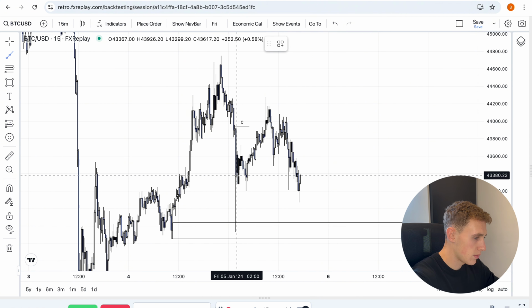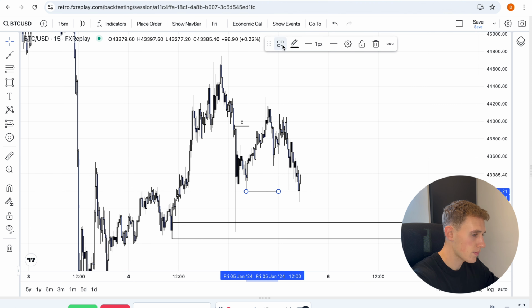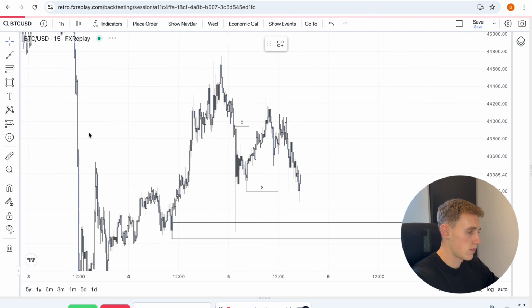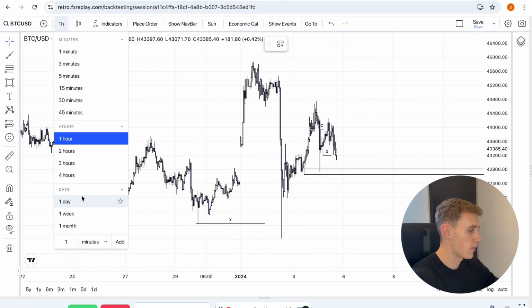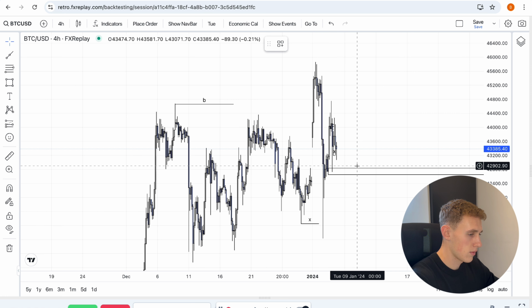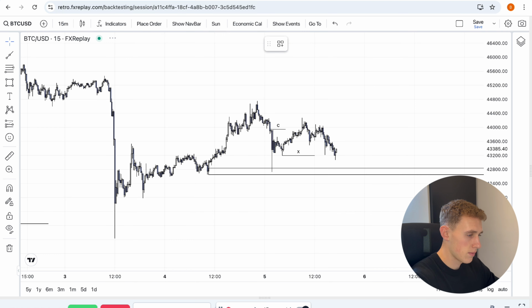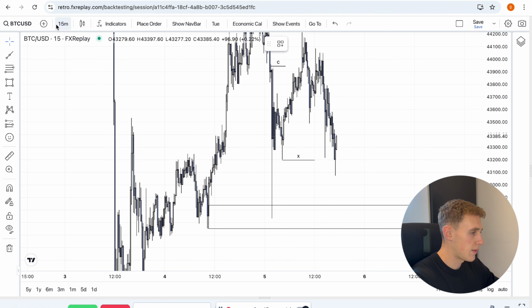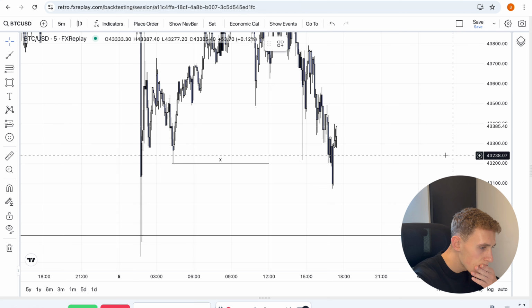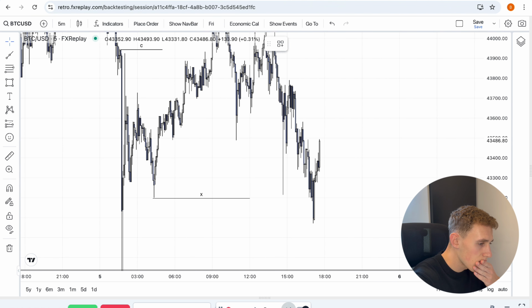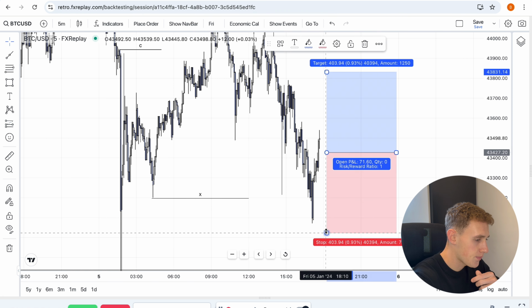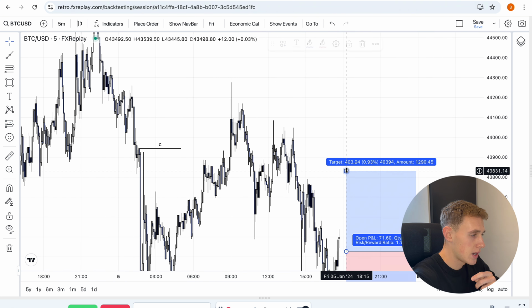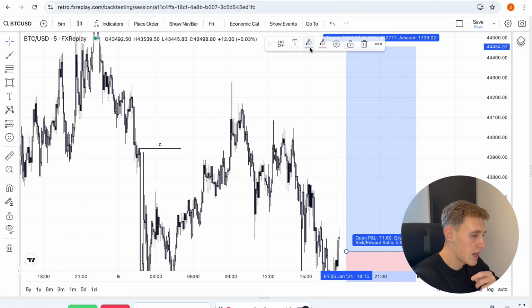There we go. So price grabbed those lows. Still looking to buy up into that high. Let's have a look what happens here. There we go. I'm going to place a buy just here. Stops covering the low, and we're going to mechanically target a 1 to 3.